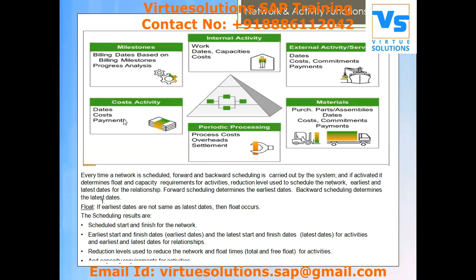Plus, we can allocate the milestones against internal activities. Also, if I want to integrate with any other modules, like plant maintenance or production orders, then also I can link with these internal activities, external activities, or cost activities. As per your requirement, we can configure accordingly, and you have to give those inputs so that the system will automatically integrate with those other systems.